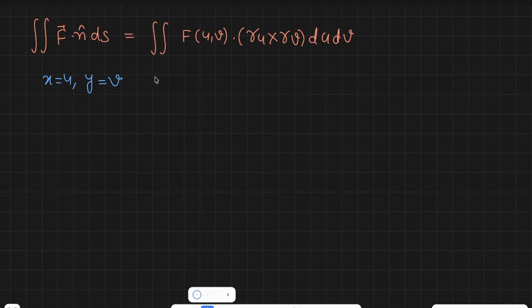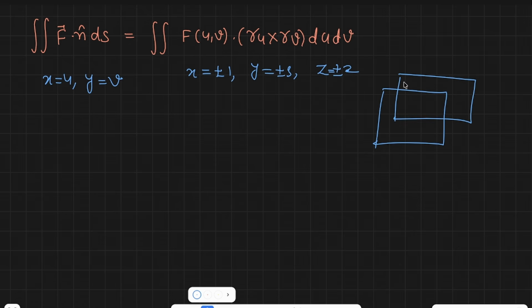And what will be z here? The problem is this, and it is very important, because x equals plus minus 1, y equals plus minus 3, z equals plus minus 2. So it's a cube, or let's say it is a cuboid. Then take face 1.